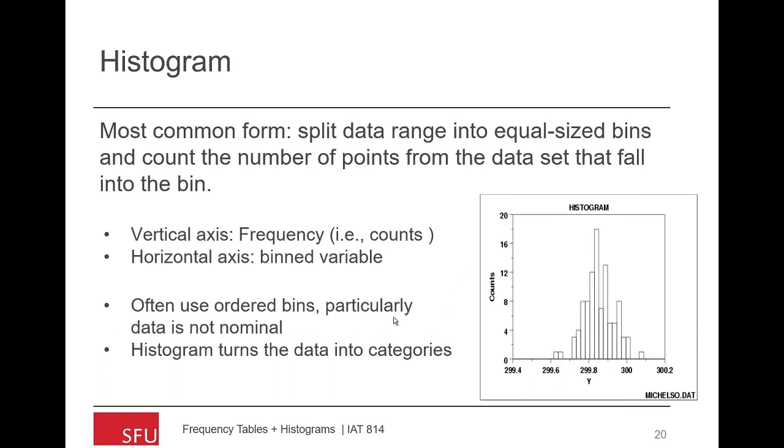We often use ordered bins, particularly if the data is not nominal. We showed an example in the previous segment where the data was nominal. It was cars, trains, buses, etc. But in the examples we've been showing here, the data is at least ordinal or perhaps numeric. What a histogram does is turn the data into categories. In this case, the categories are categories of value, but there's a transformation going on to quantize the data and its counts into a sequence of non-overlapping counts.